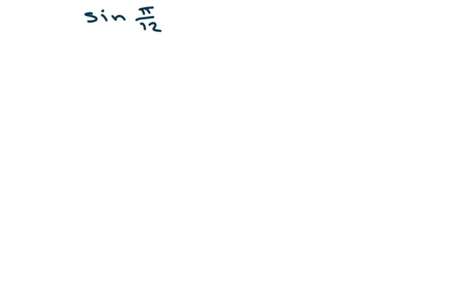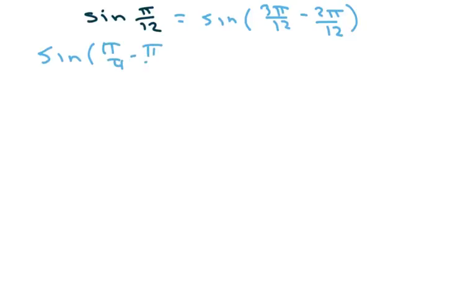Sine of pi over 12. We can write sine of pi over 12 as sine of 3 pi over 12 minus 2 pi over 12, which equals sine of pi over 4 minus pi over 6. So in this case, we're just using your alpha minus your beta.